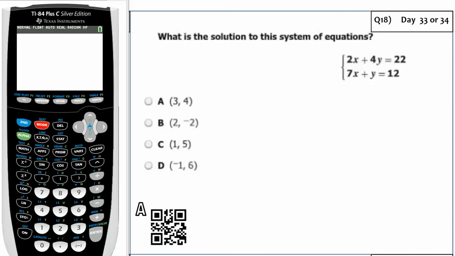Alright, for this one it says what is the solution of the system of equations. So we could do a couple things. One could be the substitution method, and in the substitution method we would get maybe down here the second one y by itself, and then we come up to the first one and we plug that in for y.